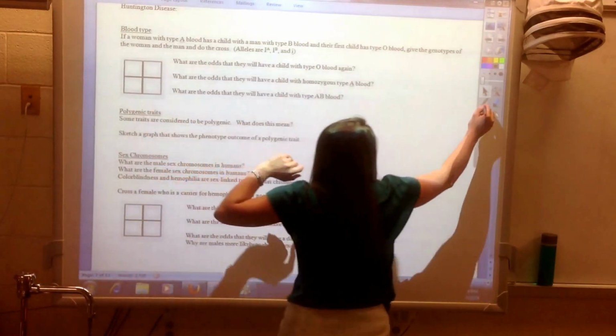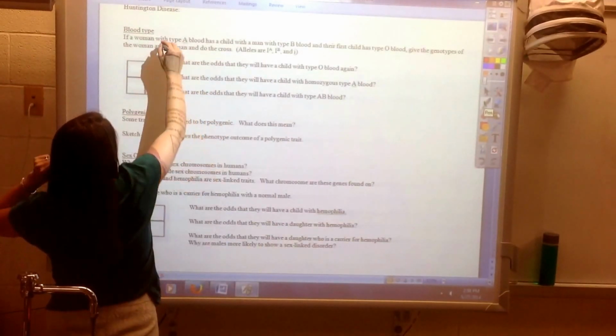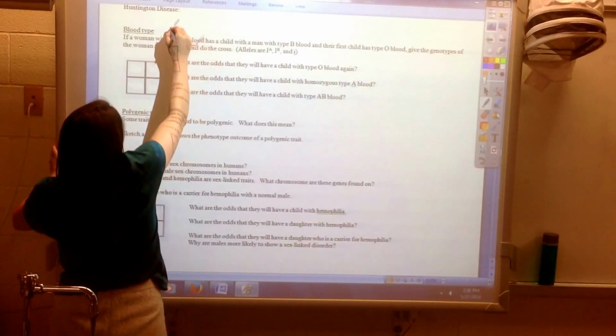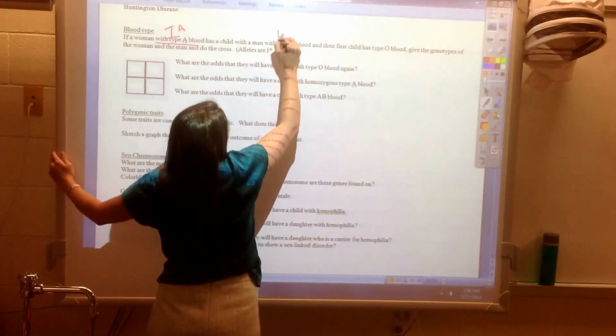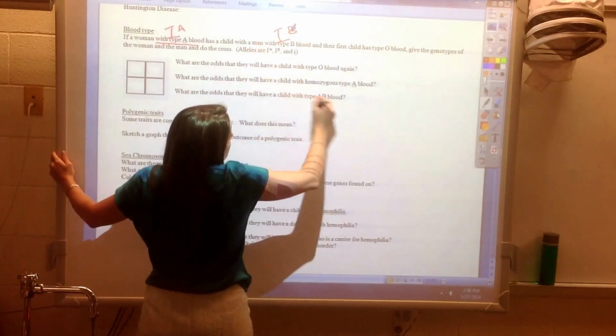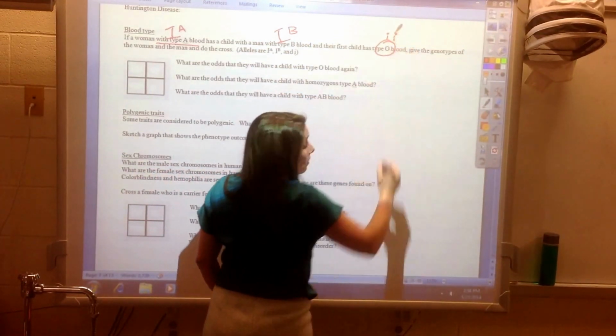To work the blood type problem, you are going to have to write your parents' alleles off to the side. If the woman has type A, she has to be IA as her first letter, and the man has to be IB as his first letter. But notice their first child is type O, which is little i, little i.